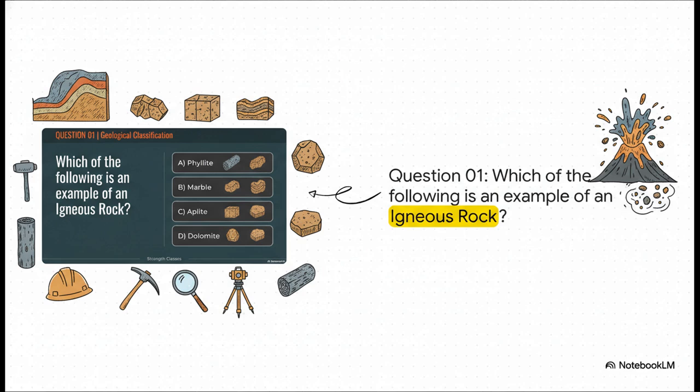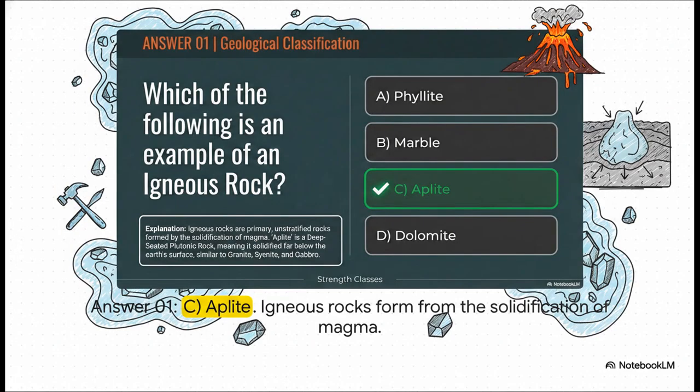Have a good look, lock in your answer. And the correct answer is C, aplite. So, what's the deal with igneous rocks? Just think of them as the parent rocks, the originals, formed directly from cooling magma. Aplite is a fantastic example of a plutonic rock, meaning it cooled slowly, deep inside the earth. That's a key detail for your exams.